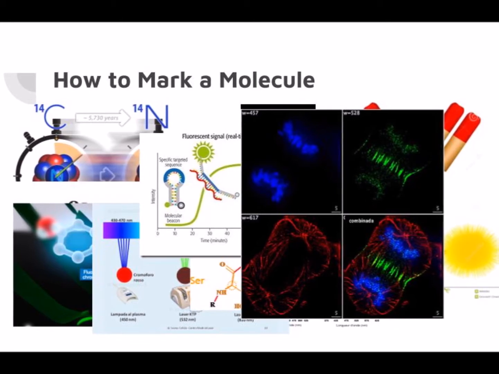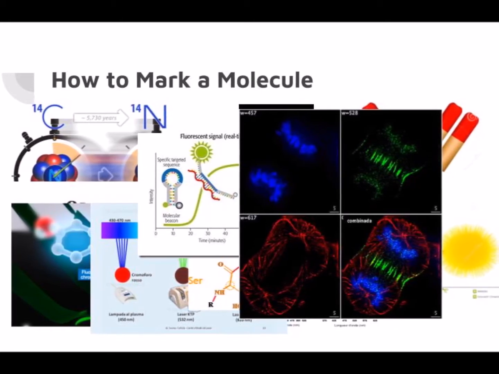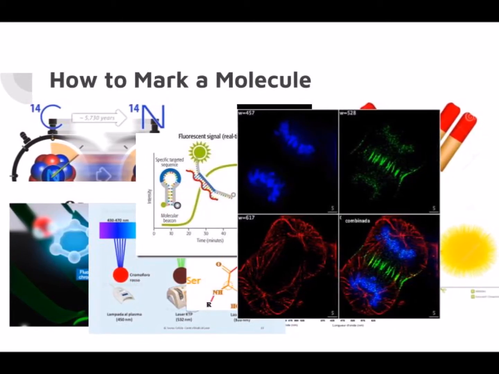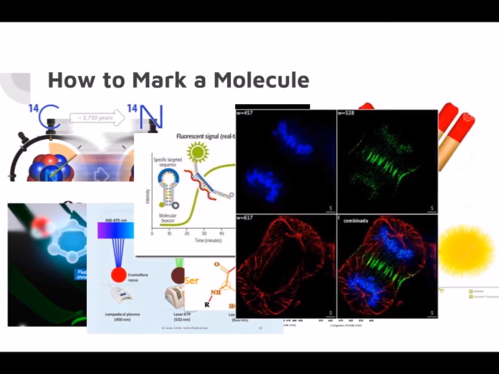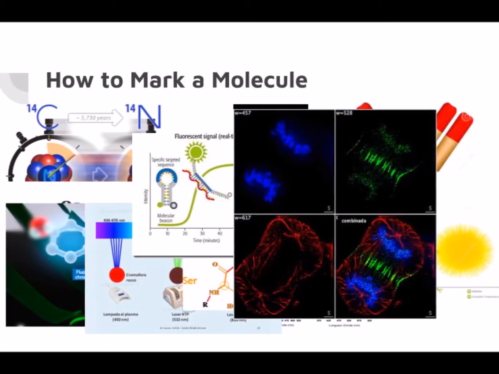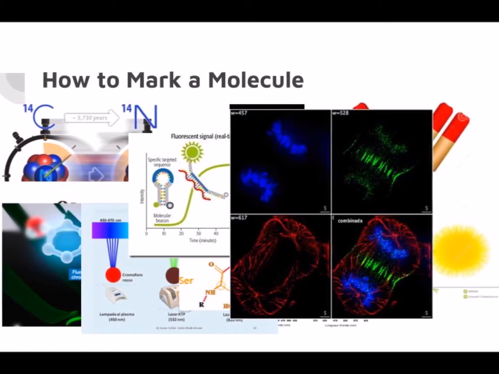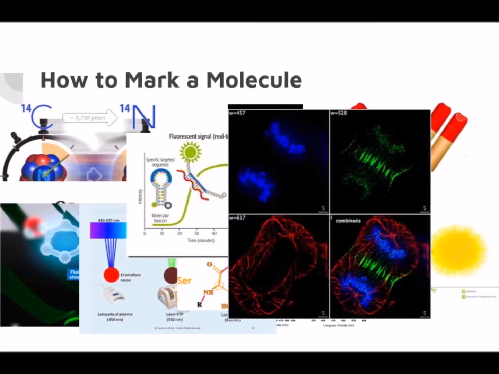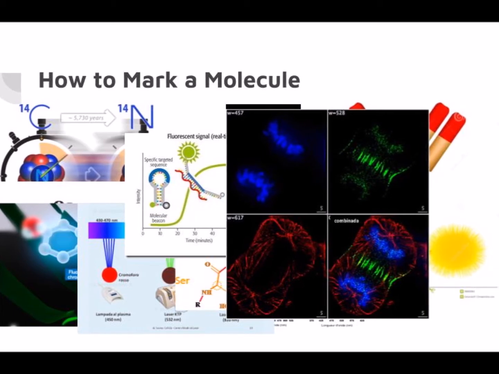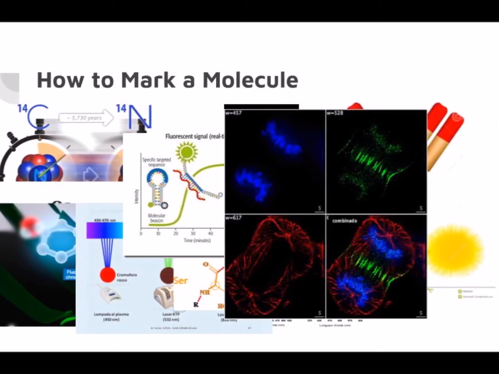Nowadays, there exist three main different ways to mark a molecule. The first one is a radionuclide, which is an atom that has excess nuclear energy, making it unstable. This excess energy can be either emitted from the nucleus as gamma radiation, or create and emit from the nucleus a new particle, or transfer this excess energy to one of its electrons.